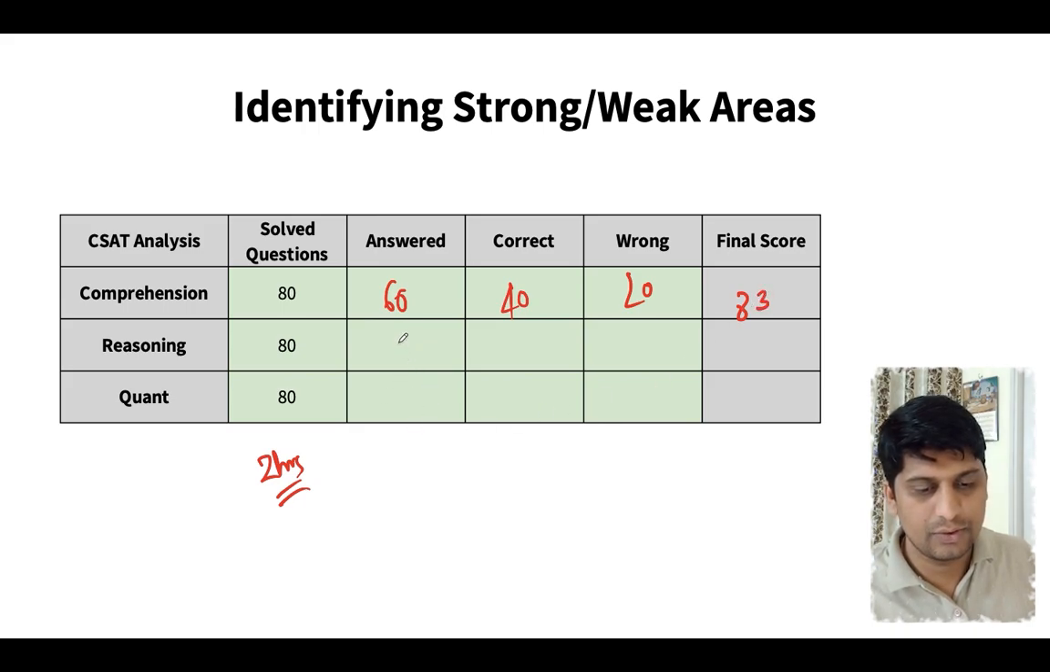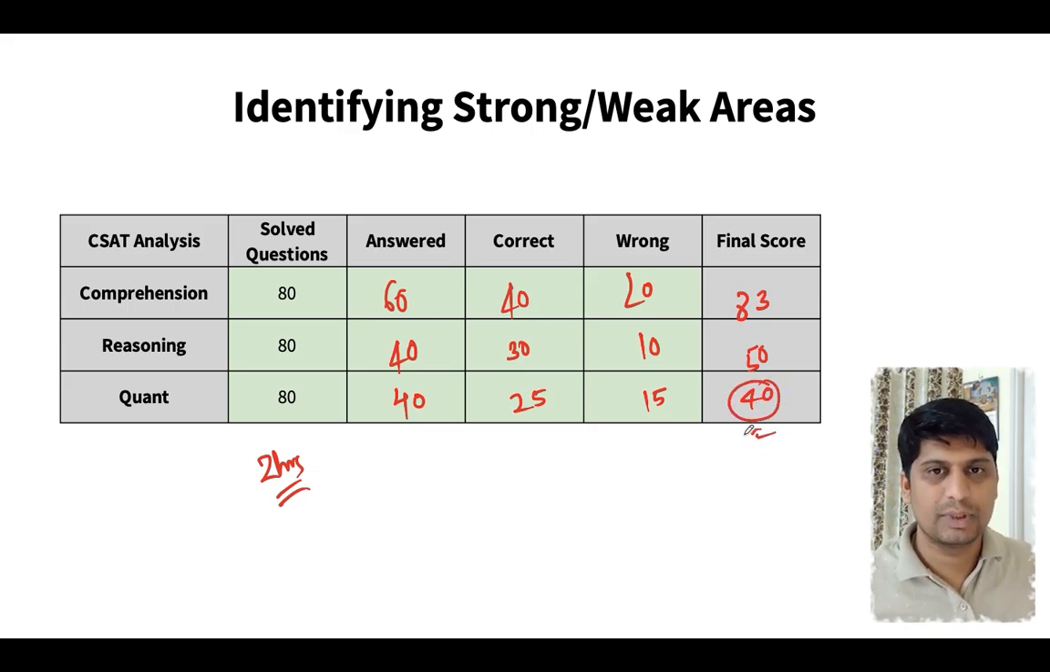Let's say in reasoning, you're able to solve only 40 questions, out of which you got 30 correct, 10 incorrect. So this will give you how much? This will give you 50 marks. And let's say in quant, you're able to solve again 40 questions, out of which you got 25 correct, 15 incorrect, and that will give you a little less than 50, something like 40. 38, 40, something like that. Let's assume these numbers.